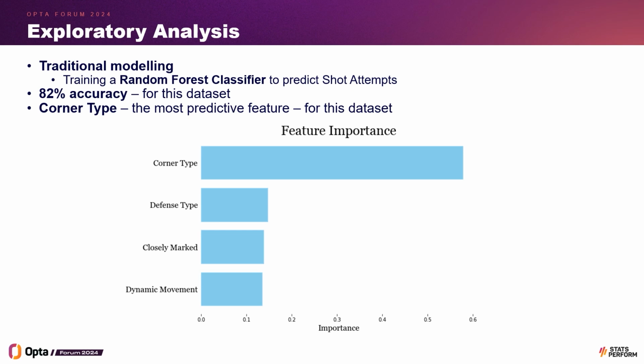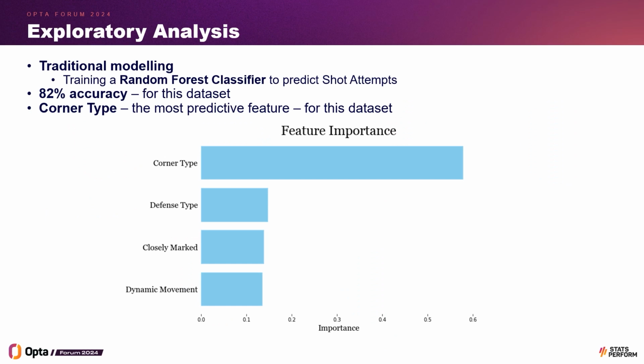The result was that the corner type was the most predictive feature for this particular data set. But we know that the assumption behind these traditional models is that the features you give to them are independent, but we know that these features are not just mutually dependent in our scenario, but are also causally tangled, which restricts our usage of traditional models and thus brings us to the causal analysis.